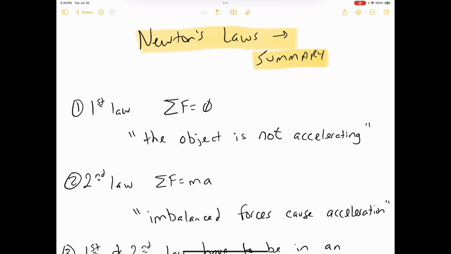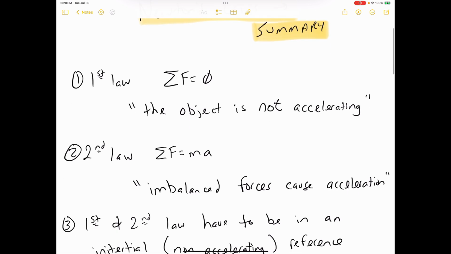Okay, so in this video, I'm going to summarize Newton's laws. As you can see, number one, we have Newton's first law: the sum of the forces equals zero, and so this is when the object is not accelerating. An object could have a lot of forces acting on it, but if the sum of those forces is zero, then that means the object is not accelerating.